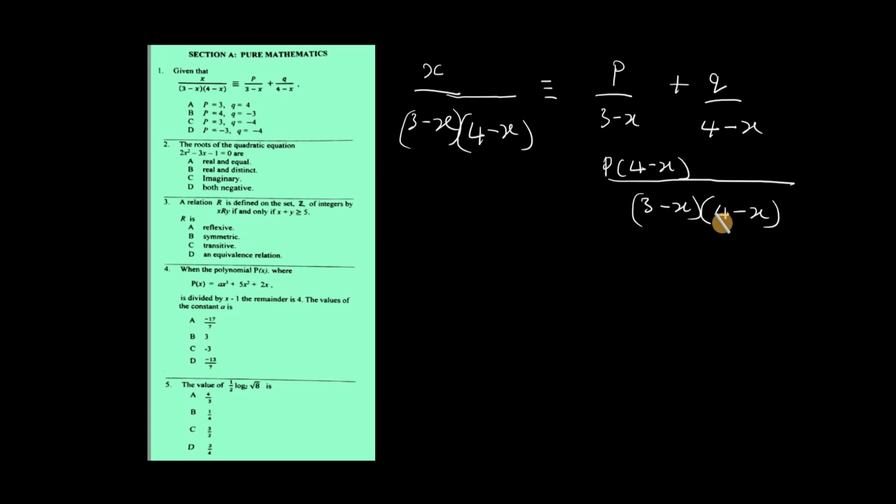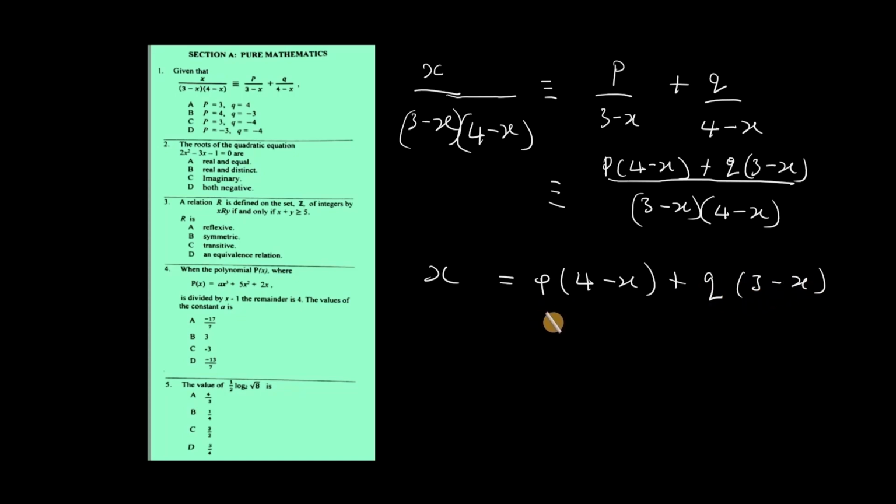4 minus x cancels here. I'm left with 3 minus x. 3 minus x times q is the same as q into 3 minus x. Now this fraction is equivalent to this. So I've expressed this fraction in this form. It means this fraction is also equivalent to this one. That is, x is equal to p into 4 minus x plus q into 3 minus x.